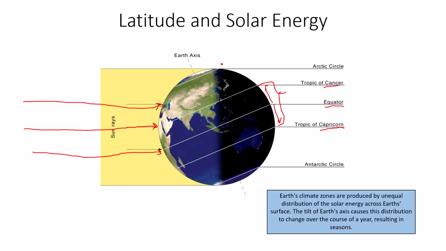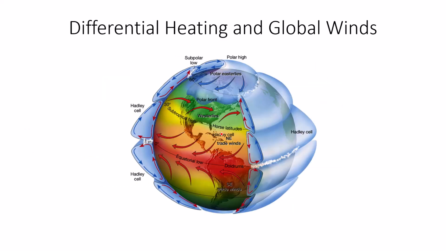Okay, Earth's climate zones are produced by unequal distribution of the solar energy across Earth's surface. The tilt of the Earth's axis causes this distribution to change over the course of a year, resulting in the seasons. So as it warms in our location and it becomes summer from spring, we are getting more and more tilted towards the sun. And then as we progress through fall and then into winter, we start positioning ourselves, or the Earth starts positioning itself, away from the sun in the northern hemisphere. And then the southern hemisphere would be exactly opposite.